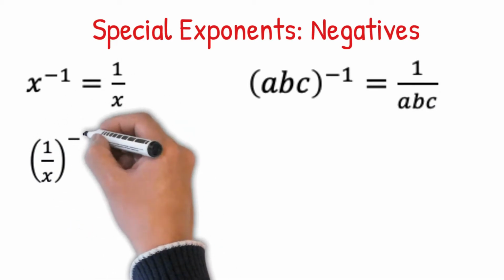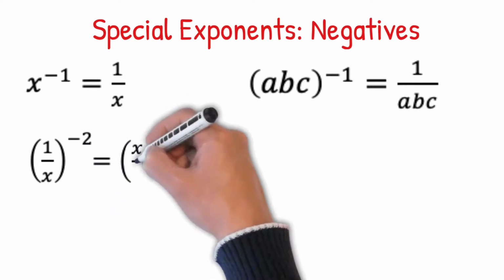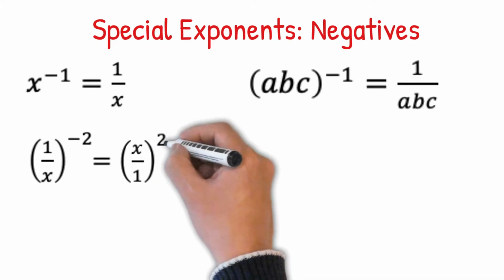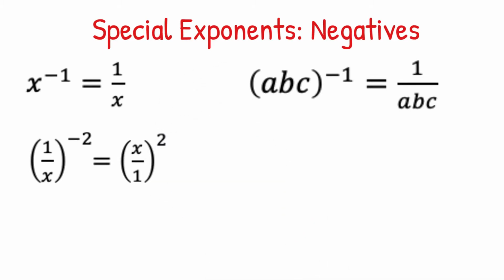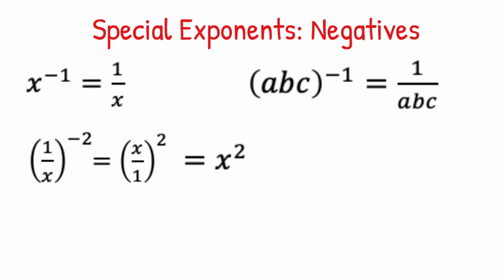The quantity 1 over x to the negative 2, we would start by flipping that, or taking the reciprocal to change 1 over x into x over 1, and the exponent becomes positive. So we have x over 1, which is the same thing as x to the 2.